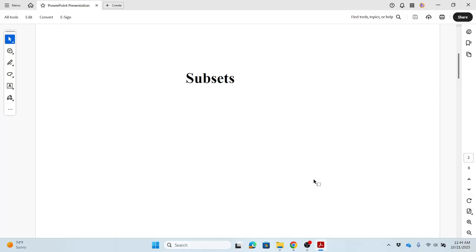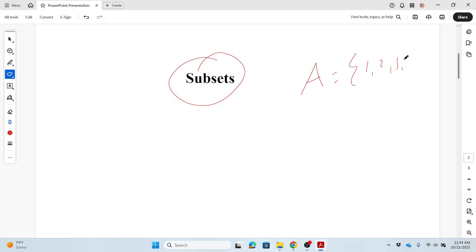In this section, we're going to discuss subsets. Okay, you have a set, let's say A is 1, 2, 3, 4, 5. From this set, we would like to find a subset. Subset means, let's say B is 1, 2, 3. B is a subset of A.